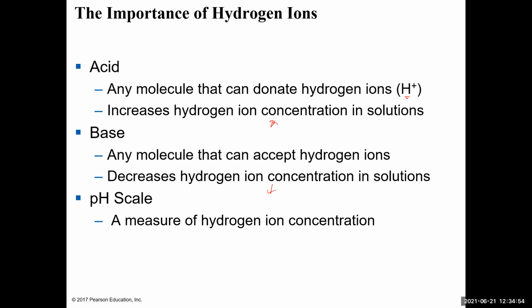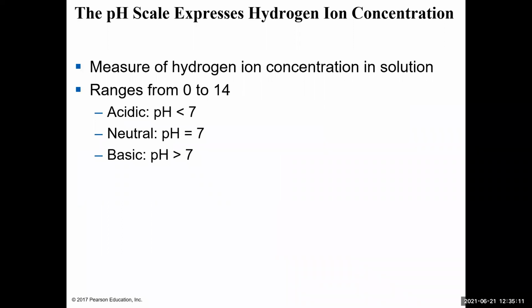So if water has more hydrogen ions, then it is acidic. If it has fewer hydrogen ions, then it's a base. Now we can measure the concentration of hydrogen ions by using a pH scale. If you measure the amount of hydrogen ions in water and you convert it to the pH scale, the pH scale has a value of 0 to 14. So if we measure the hydrogen ion concentration in water and it has a pH of 7, then it's neutral.